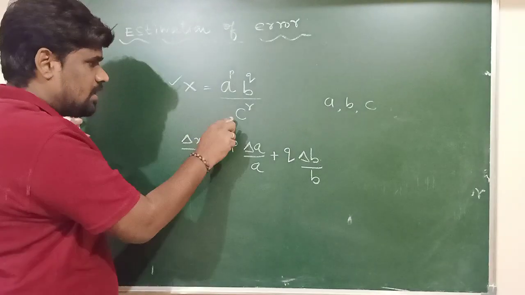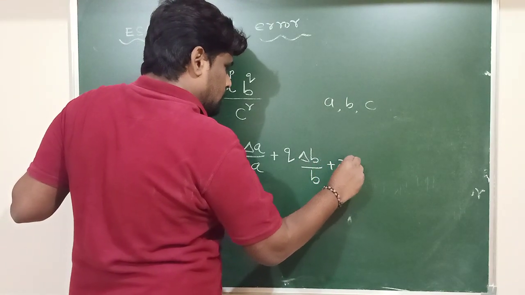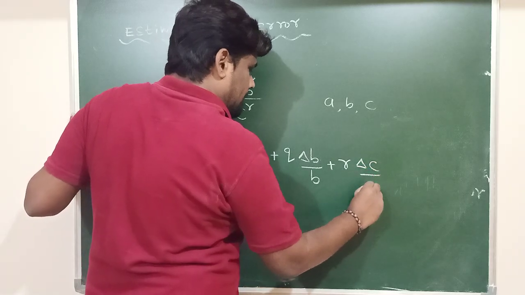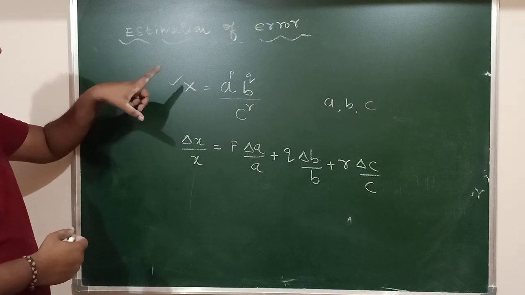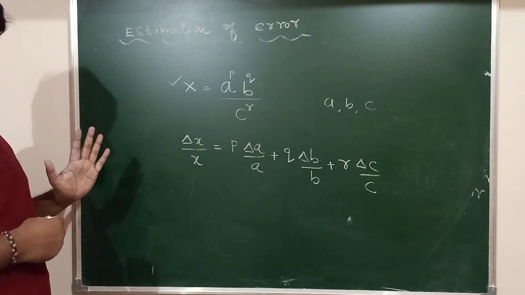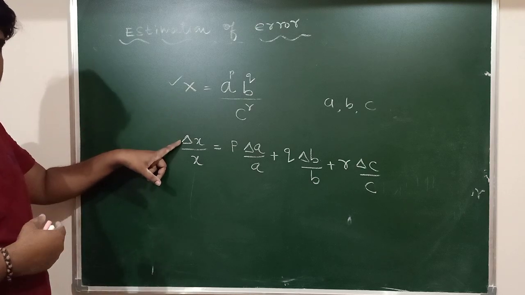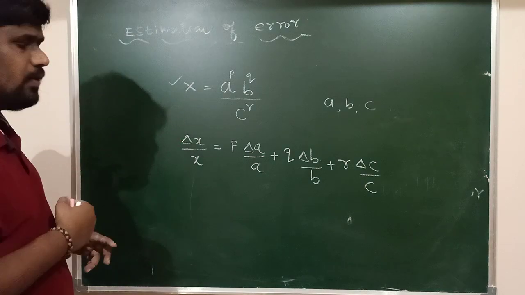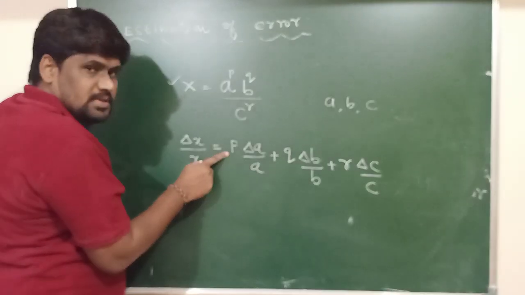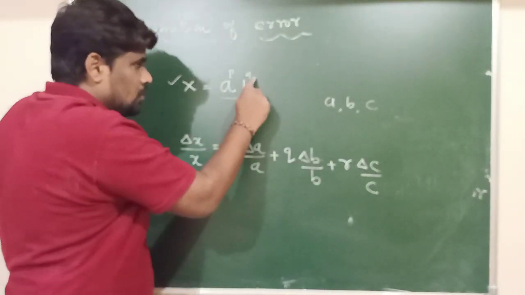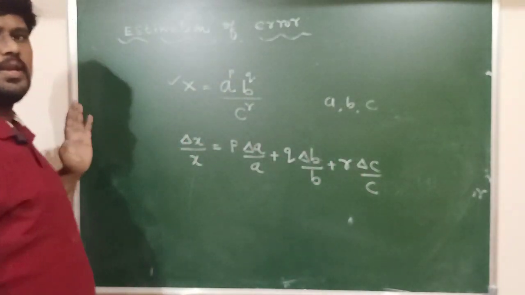Then what is the next parameter here? C to the power R. The C to the power R can be written as R into delta c by c. So this is how you calculate the error in the measurement of the physical quantity x here. Concentrate here. What is the error in x? The relative error in x is given by P times the relative error in A plus Q times the relative error in B plus R times the relative error in C.